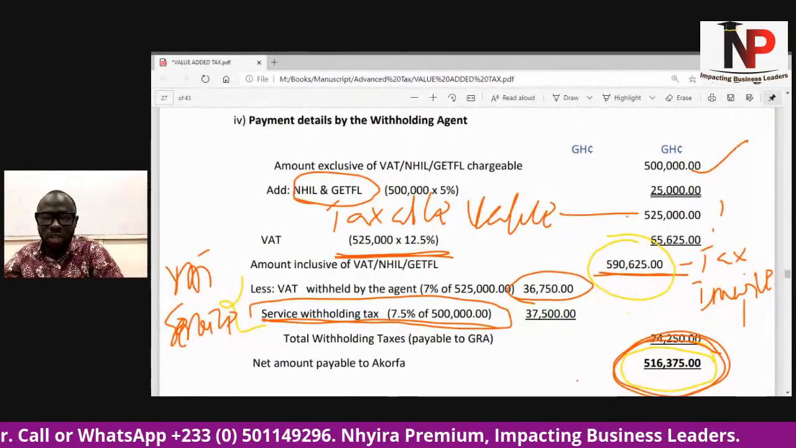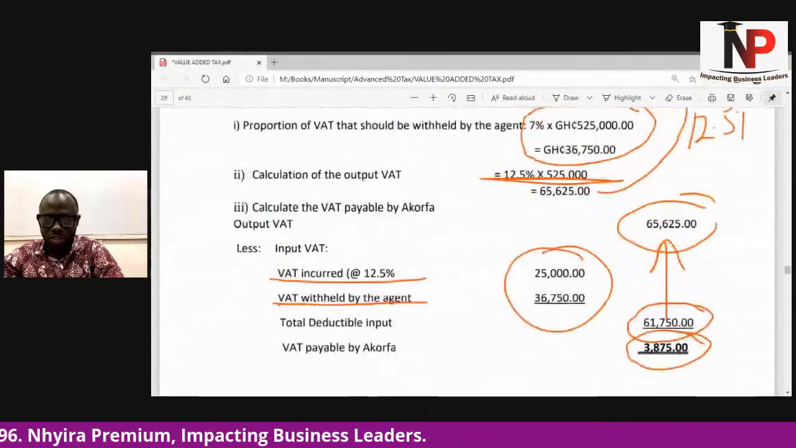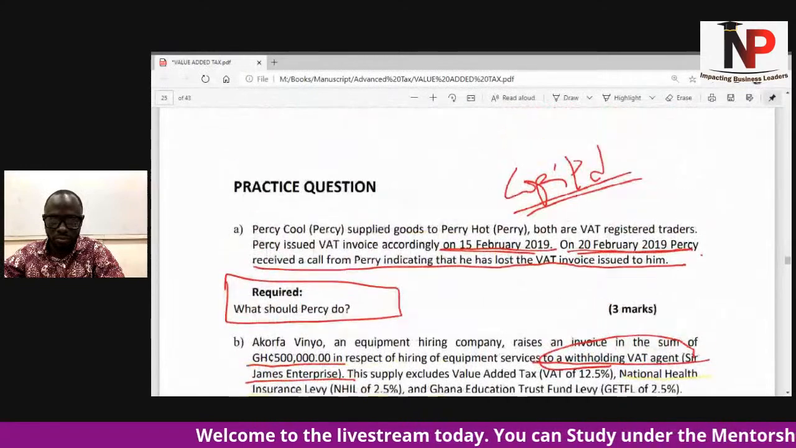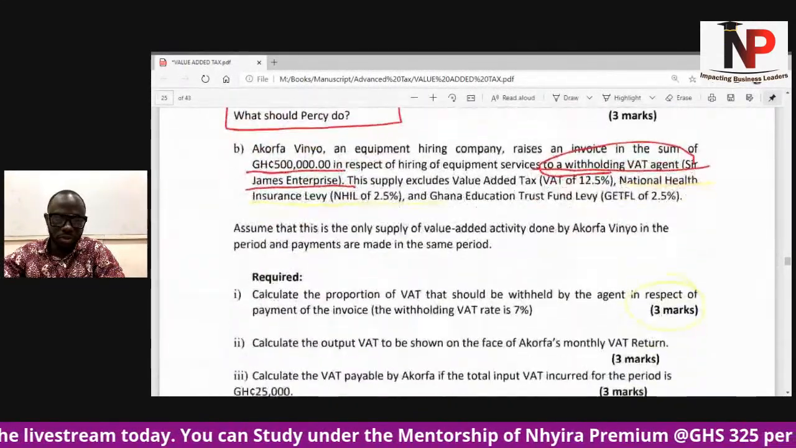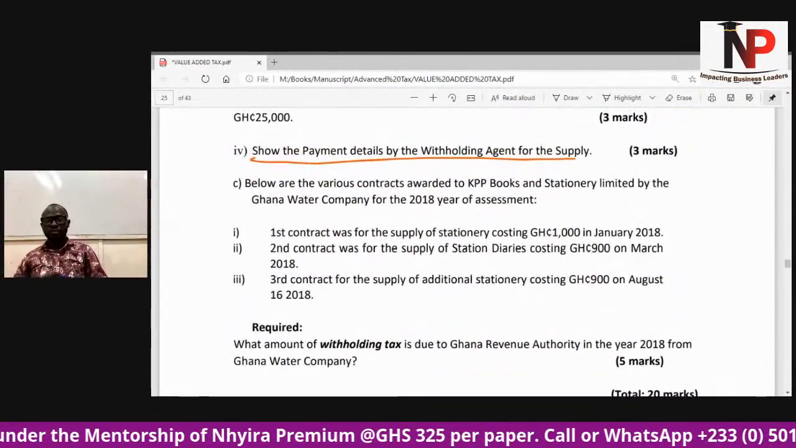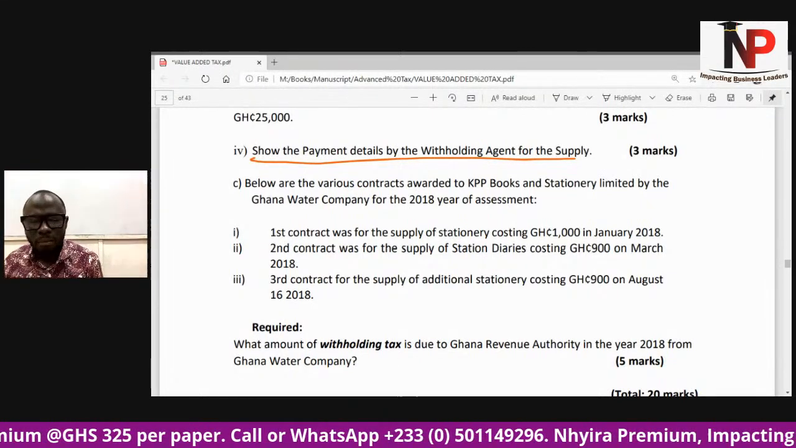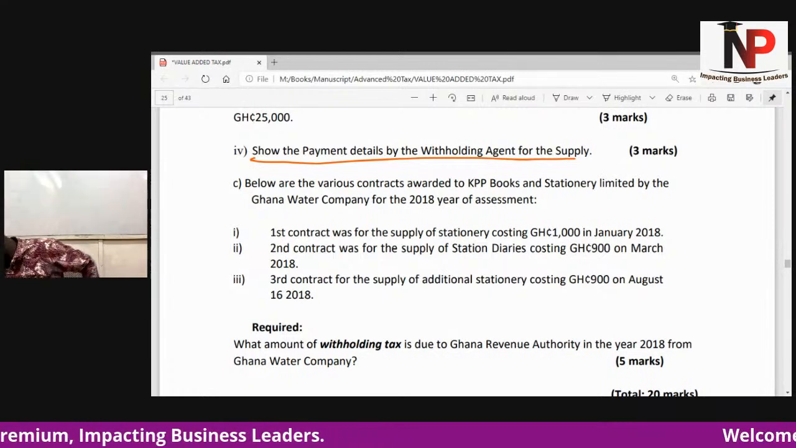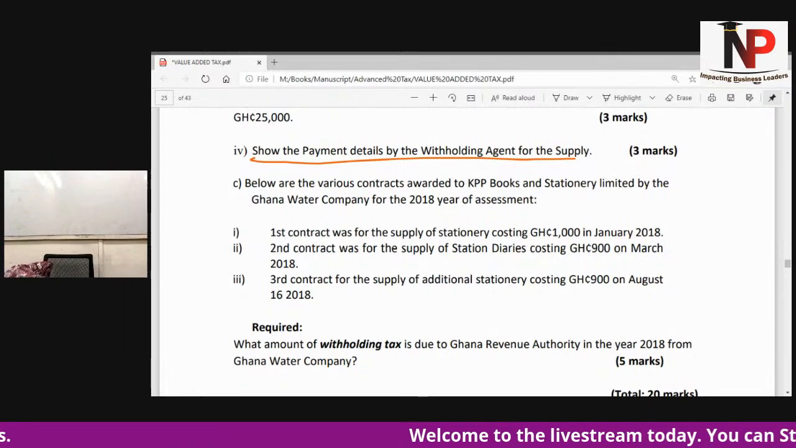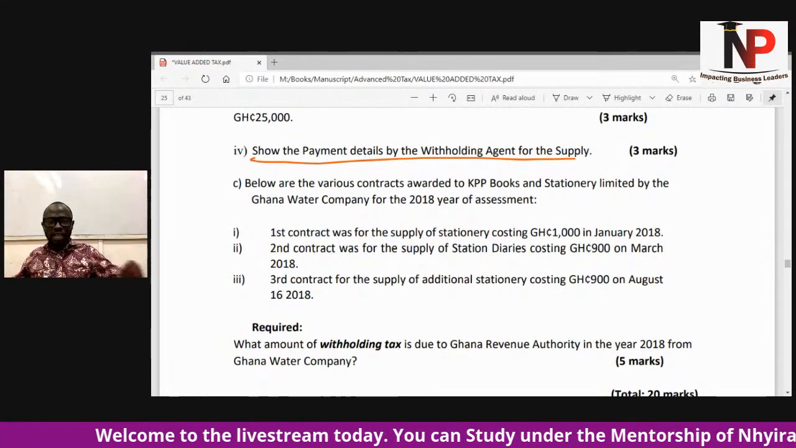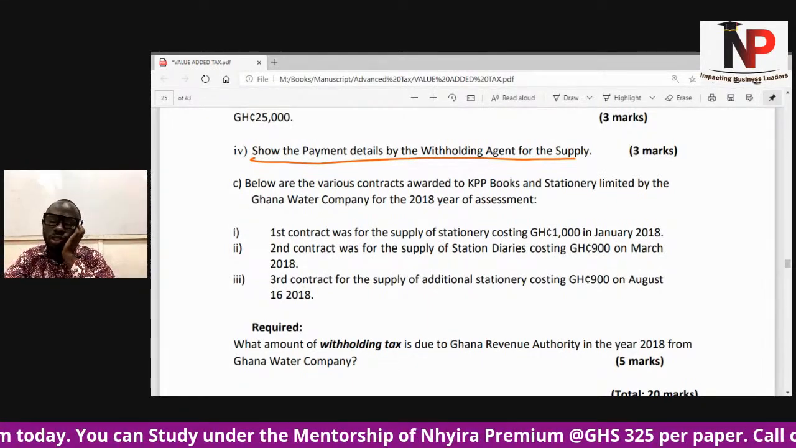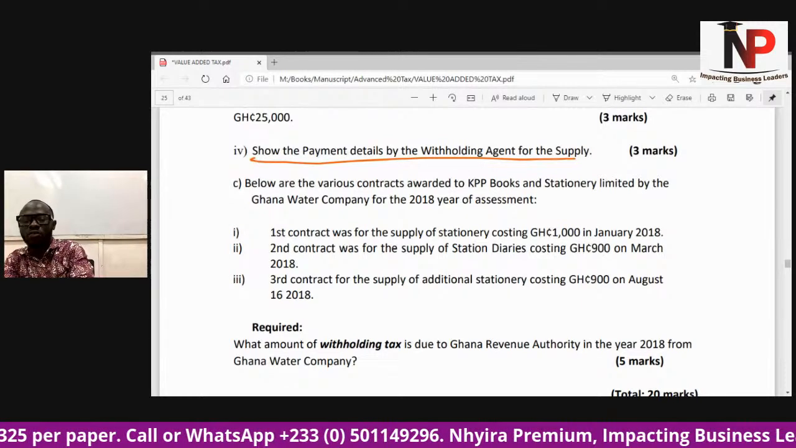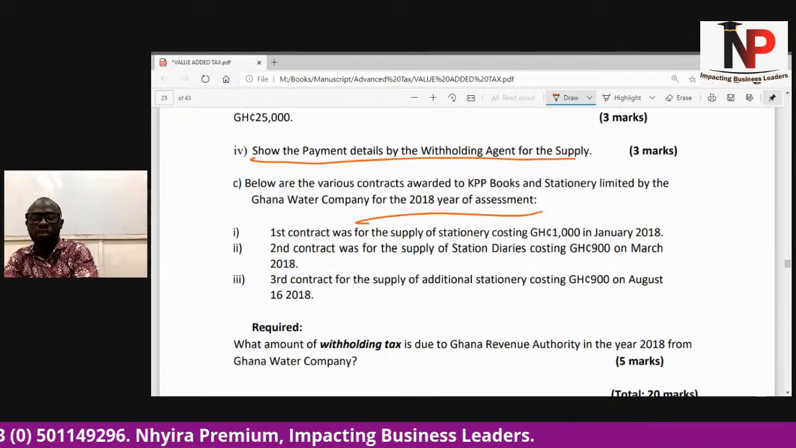Now there is a C aspect of this question. So let's look at that C aspect of this question real quick. And that'll be the final thing about it. Below are the various contracts awarded to KPP Books and Stationery Limited by the Ghana Water Company for the 2018 year of assessment.